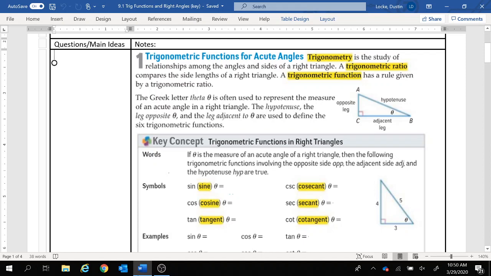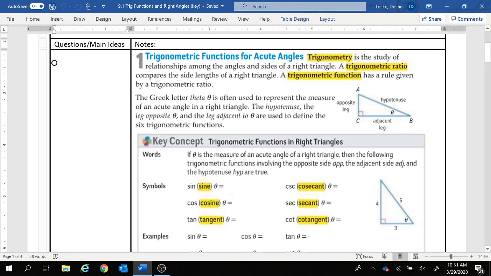But the good news is you guys have seen this before back in geometry. Maybe just need a little refresher on it. If you remember the phrase SOHCAHTOA, then you'll probably know exactly what we're talking about. So first off, trigonometry is the study of relationships among the angles and sides of a right triangle. A trig ratio compares the side lengths of a right triangle. So as you might remember from SOHCAHTOA, you'll have like opposite over hypotenuse, things like that. That's what it means by comparing the side lengths. A trig function has a rule given by a trig ratio, and we'll see that here very shortly.